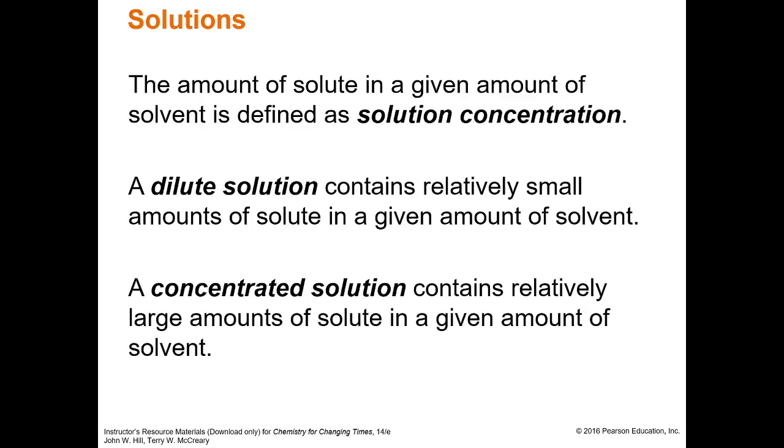So for example, in the previous example, I have salt, NaCl. It's the solute dissolved in water, which is the solvent. The salt water, that dilute solution, would be the solution, of course. A concentrated solution would be something like brackish water, which is a large amount of salt, 30-something%, dissolved in water. Okay.